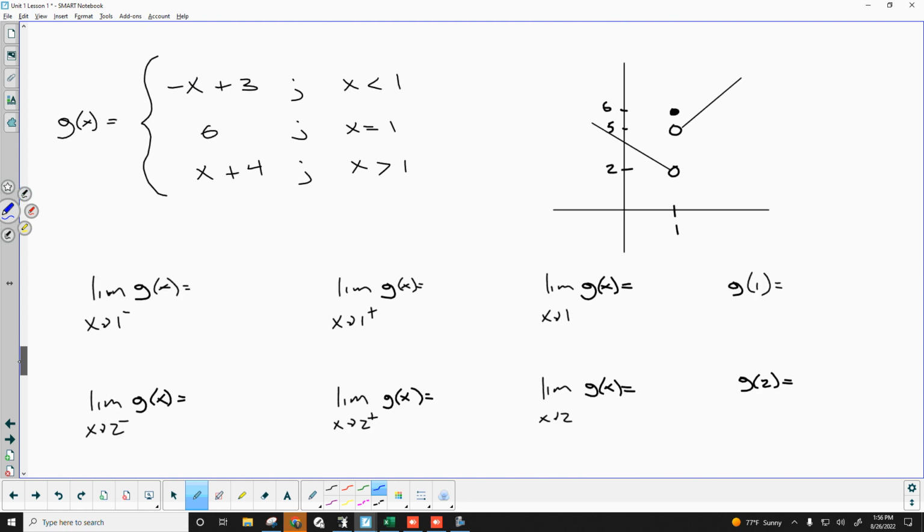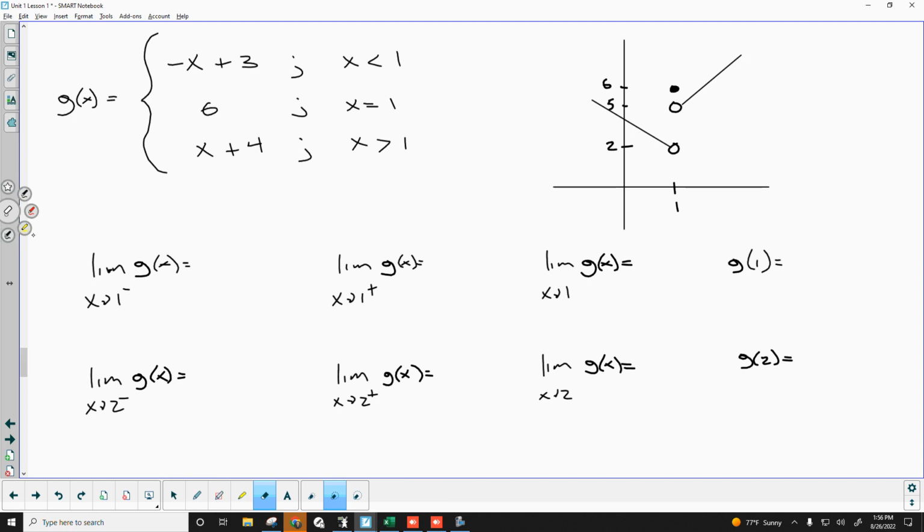All right, next one. Let's just do the 1s. Actually, I'll do the 2s really quick. If I plugged in 2 to the left, 2 to the right, 2 in general, all of these values are bigger than 1. Since they're bigger than 1, I use this piece. I get 6 across the board. Done. That's the easy one.